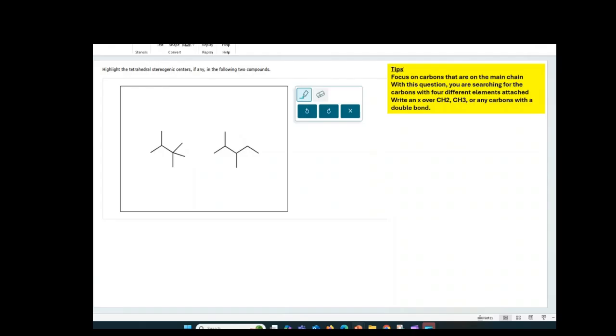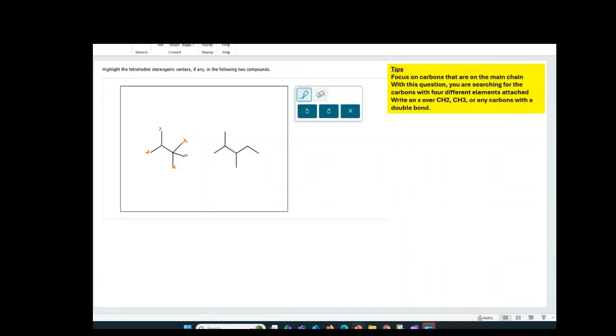And then the second one is, with this question, you're searching for carbons with 4 different elements attached. And then for CH2, CH3, or any double bonds that we see, we're for the most part good to just write an X near it, so we know that it's not going to count. So like these outside ones right here, you can feel free to just write an X. They're not going to count.